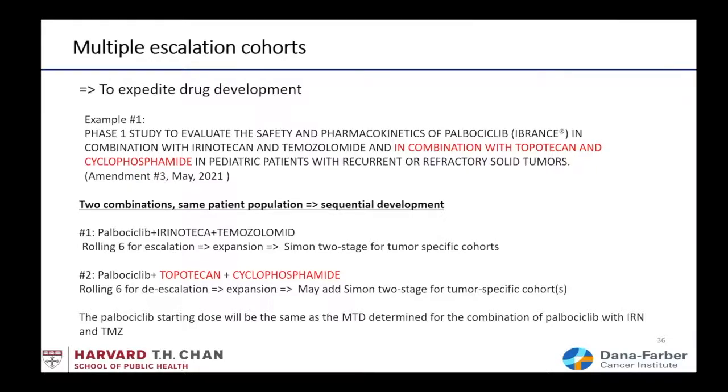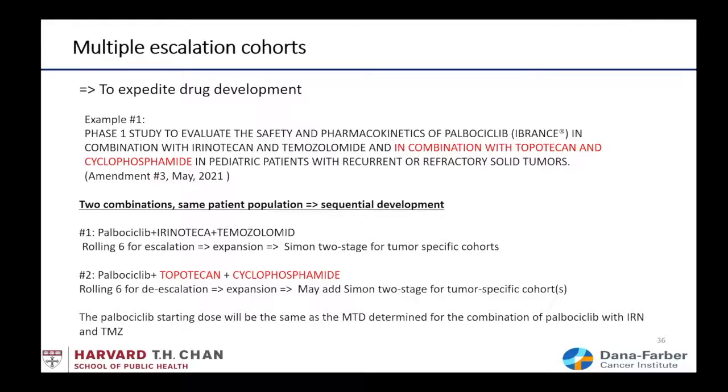So the idea is for these combinations, it's still using the rolling 6 design. However, the starting dose of the main drug, palbociclib, will be the same as the MTD determined from the first combination. So the starting dose of palbociclib is the MTD determined from this combination.